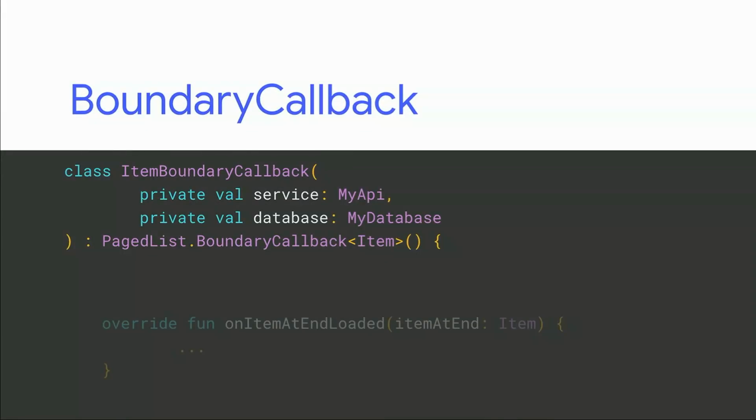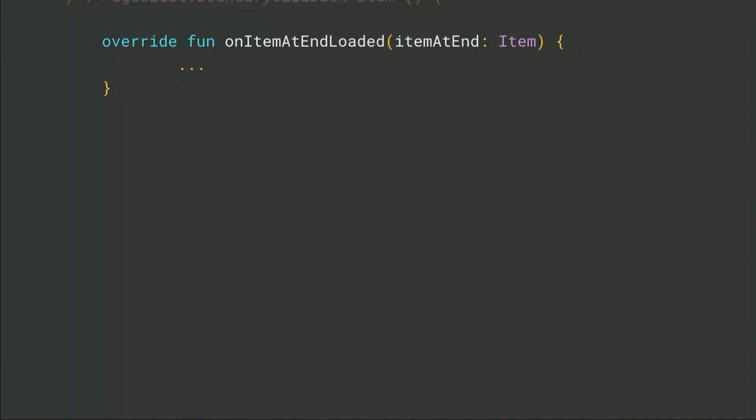So the most important part of the boundary callback that you implement is that you provide it two different sources of data, the database and the network, because that's its job. The important callback here is onItemAtEndLoaded, and this signifies the last item in the database has been loaded from the paged list, and if there's more from the network, it's time to load it.